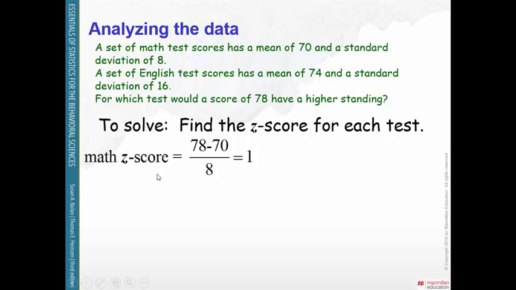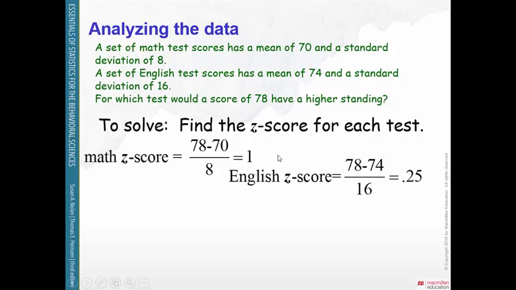For the math z-score, you got a 78. The mean was 70. So 78 minus 70 divided by sigma, or the standard deviation, which is 8. That gives you a z-score of 1. For the English z-score, that's a 78, same score, minus the mean on the English test of 74, divided by the standard deviation for the English test, which is 16, which gives you a z-score of 0.25.